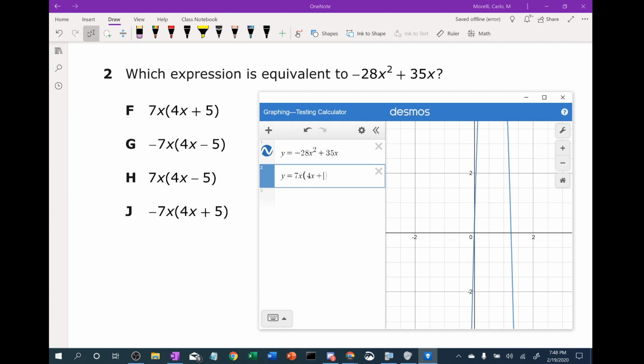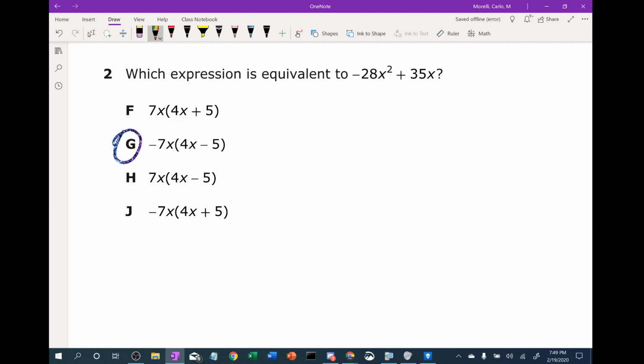What was it? Oh, okay. Well, I'll just run through the problem since there's other folks watching, and then we'll do question 44 next. Nunya business wants to know about 44, so we'll give that to Nunya. Okay, so let's try this. Negative 7x, open parentheses, 4x minus 5. And that works perfectly. So for that reason, I am all in on letter choice G.